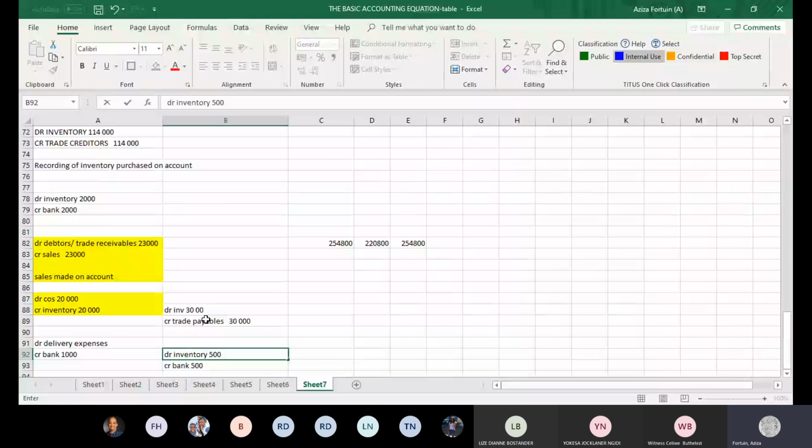The last one was returned unwanted goods to the supplier for 10,000. So when I return unwanted goods to the supplier, we credit trade payables and debit inventory.